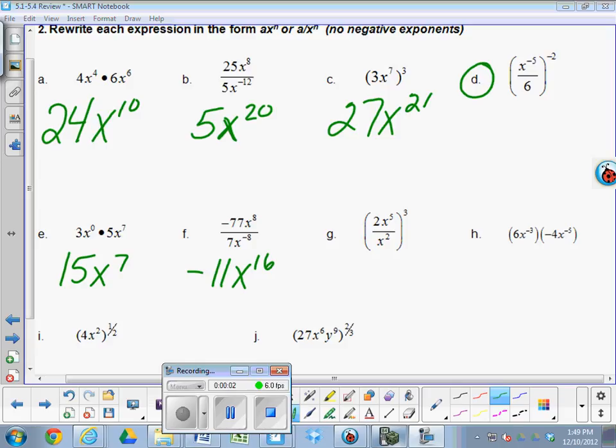2D on the review. There's a lot going on here. There's an x to the negative 5 inside parentheses. There's a 6 on the bottom, and there's a negative 2 up top as an exponent. So first thing I'm going to do with this one is I'm going to think about what this negative does to a fraction.